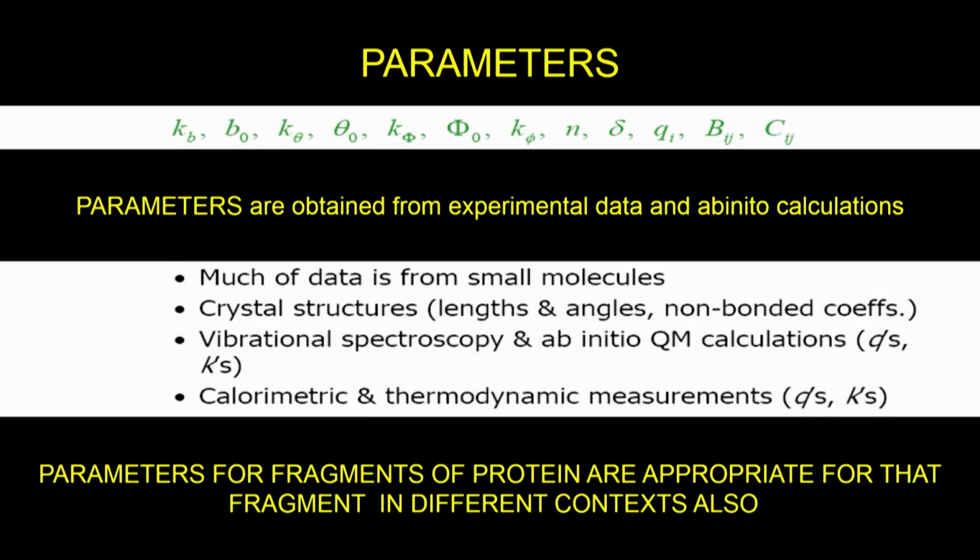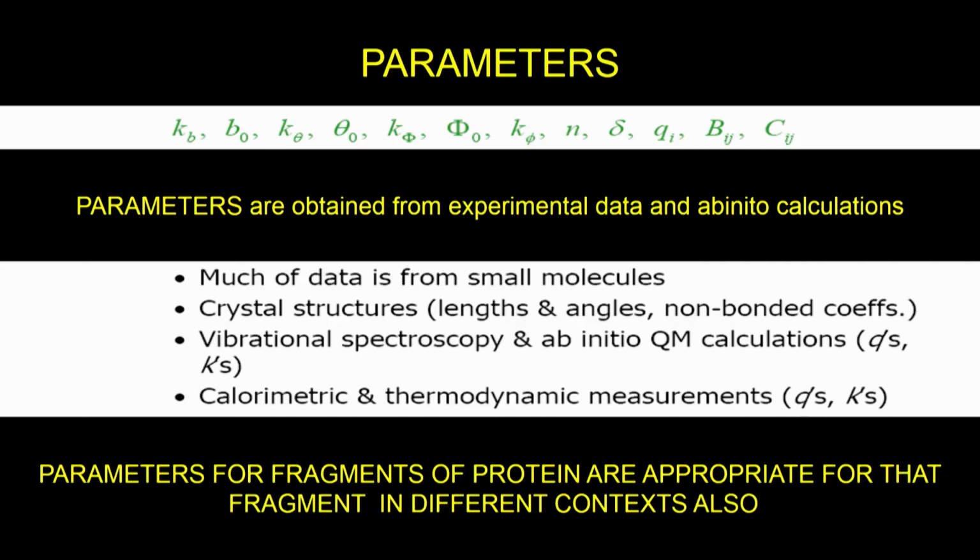So much of the data is from small molecules. We cannot get all these parameters from a big peptide, but using small molecules of 200, 250, 300 molecular weight, we get from crystal structures, because when you crystallize an organic molecule, we can get the bond length, angle, non-bonded coefficients. So we can run some molecular mechanics calculations and then fit the findings to the experimental data and get the parameters. We can get them from vibrational spectroscopy, some vibrational Raman or IR. We can also do ab initio quantum mechanics calculations. With calorimetric studies, we can find out heat of formation, we can get delta G using a calorimeter. We can also get some from thermodynamic measurements.